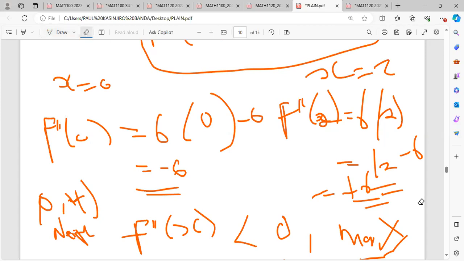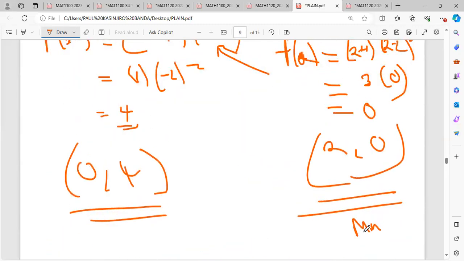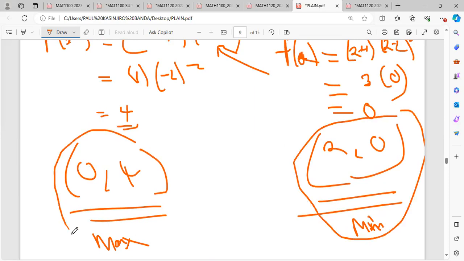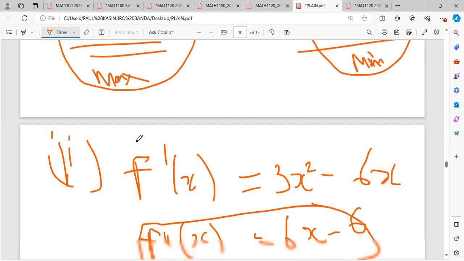Okay. So meaning here the point will be minimum because it's greater than 0. So this will be minimum here. Then this one here is less than 0. Less than 0, we said it is what? Maximum there. Okay. So at this point here, we're saying it will be the maximum. Then at this point here, we're saying it will be minimum. Okay. So the nature of this point here is that it's minimum, and the nature of that point there is the maximum. Okay. Thank you for that.